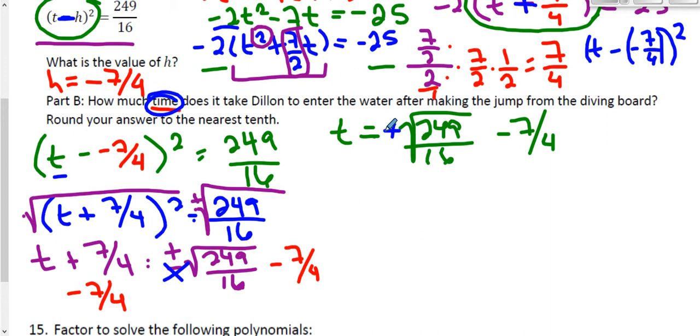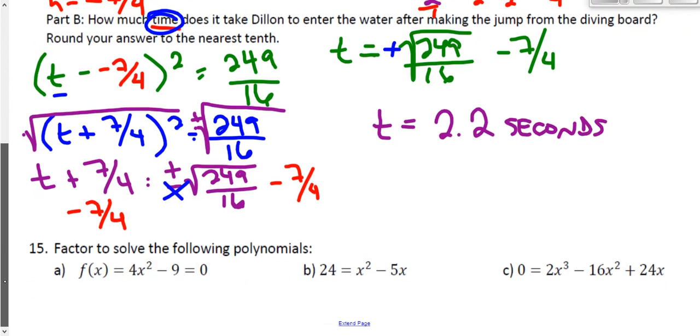So all we have to do is plug that in the calculator, the square root of 249/16 minus 7/4, and when we do that, it tells us that the time is 2.2, rounded to the nearest tenth, and that means it takes him 2.2 seconds to hit the water. Now it doesn't ask for units, but if it did, we want to make sure that time is measured in seconds like it says in the original problem. All right. That leaves question 14 finished. Let's go ahead and take a look at question 15.